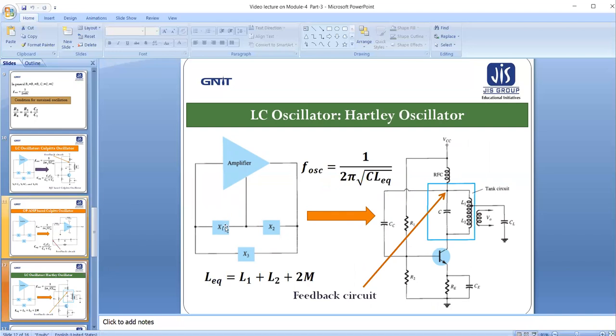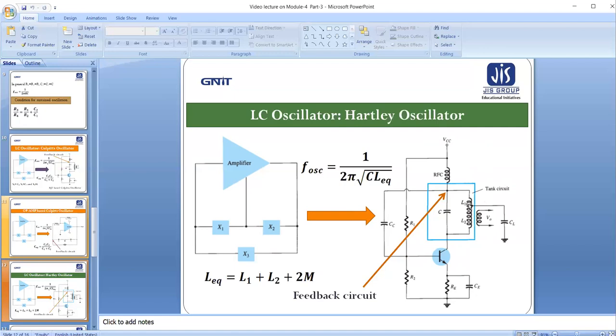In the feedback network, X1 must be an inductor L1. X2 will be another inductor L2, whereas X3 will be a capacitor. That means the BJT circuit is the same, but in the feedback network L1 is in series with L2, which is in parallel with the capacitor. The feedback signal will be coupled through CC, and this RFC provides the isolation between the DC and AC.